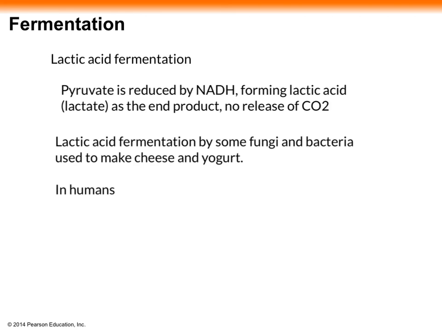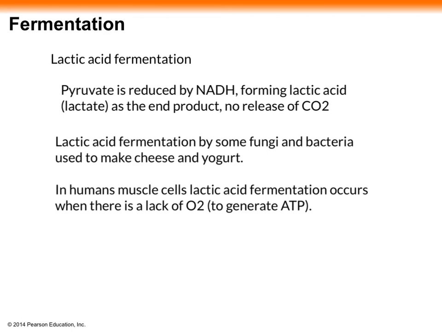You've probably also heard of lactic acid buildup in muscles. Human cells can use lactic acid fermentation to generate ATP when there is a lack of oxygen. So, for instance, if you start running and your muscles use up all the oxygen that's in the muscles in order to create ATP, then it will convert to lactic acid fermentation where you'll start to feel a cramp because of the lactic acid buildup.